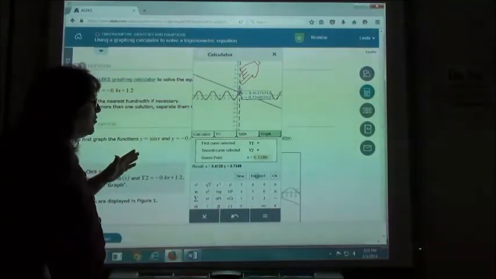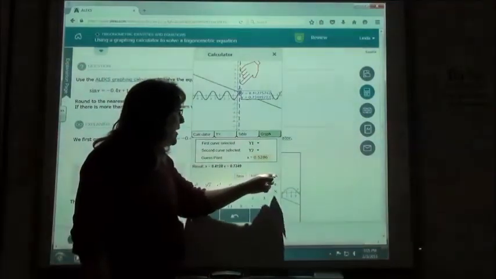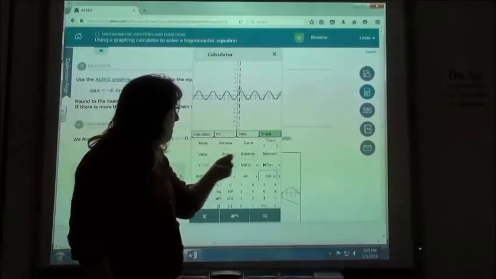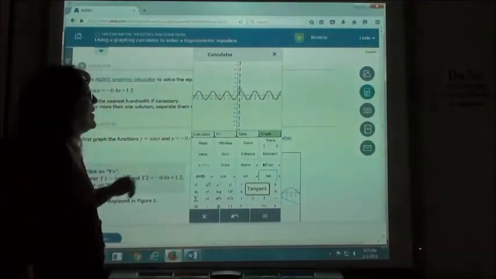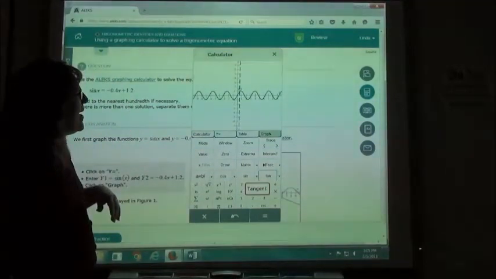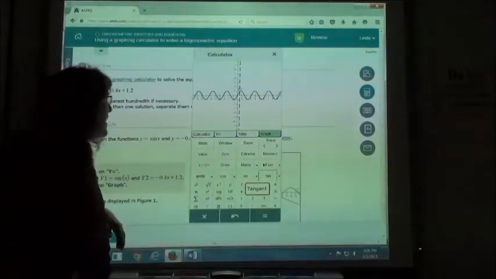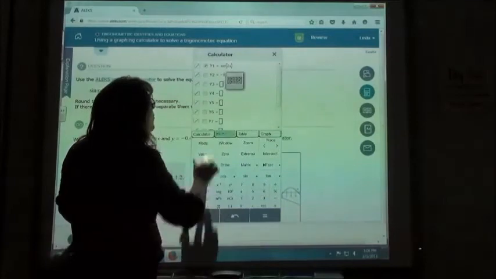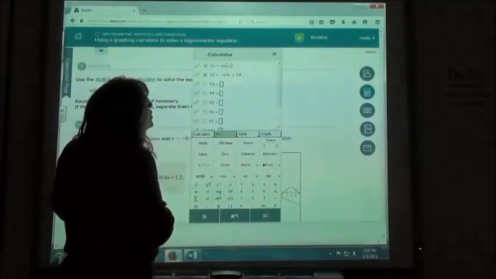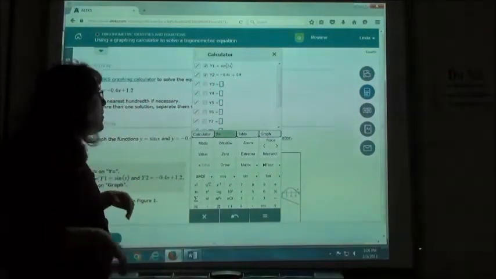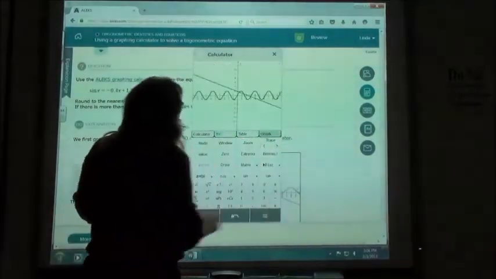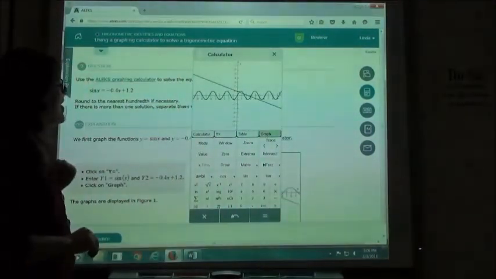What I do after that is hit OK. OK takes me back. Now notice on my graph my line disappeared. That happens sometimes. Just go back to y equals, make sure that second one is checked. For some reason the check mark wants to go away. Then hit graph. Now my line should be back on there.